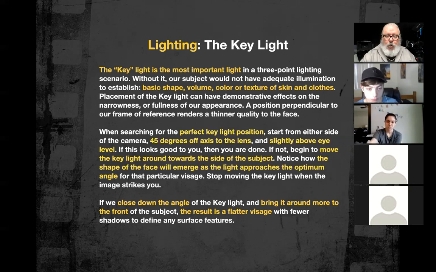Okay. If you close down the angle of the key light and bring it around more to the front of the subject, the result's going to be a flatter image with fewer shadows to define any of the surface features. And that's that front light that we want to avoid.